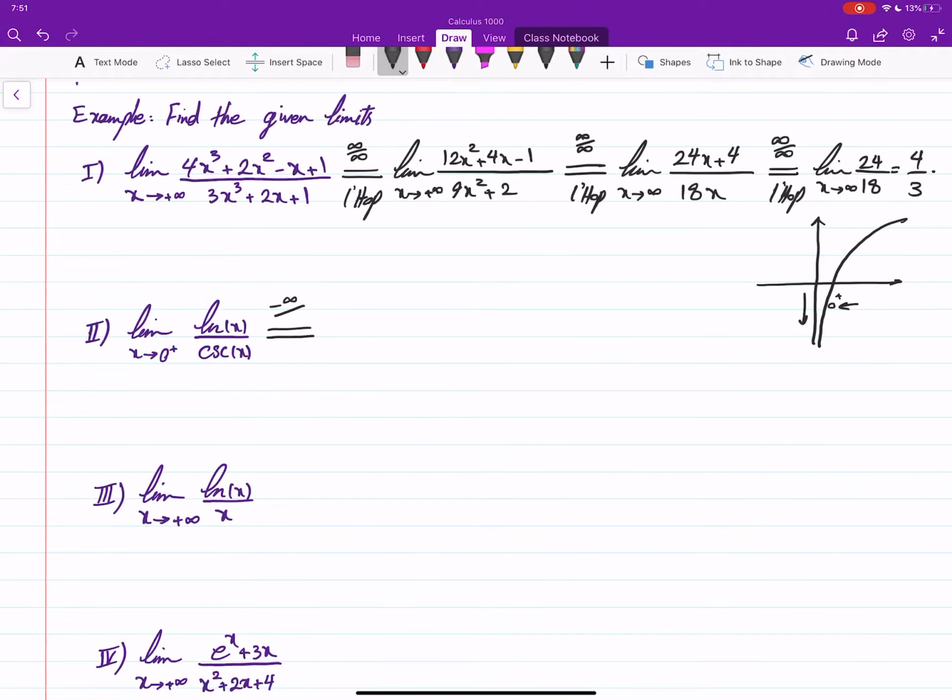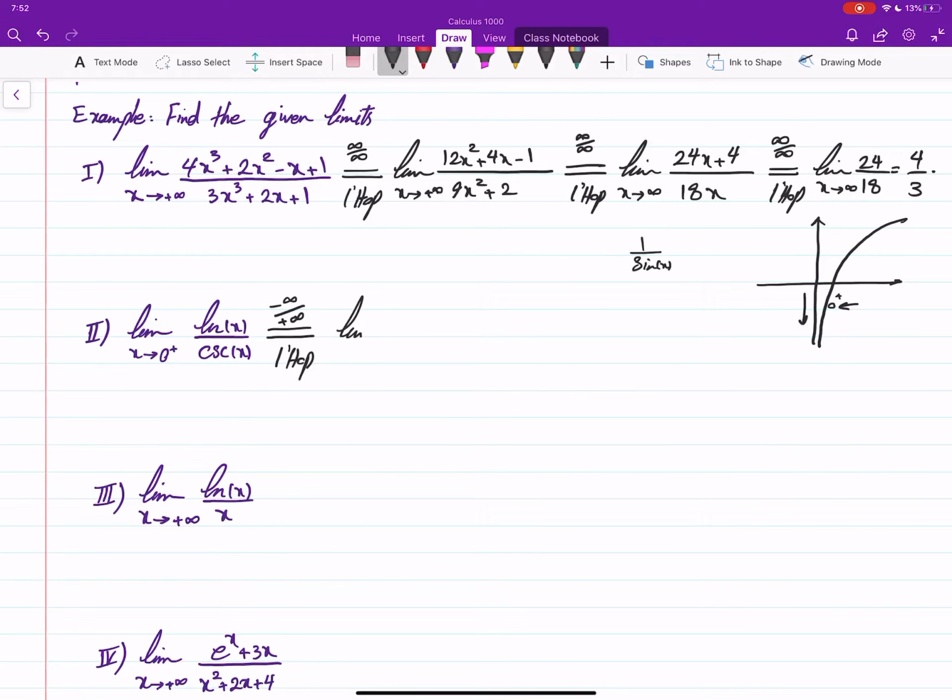In the denominator, however, we have what? Cosecant is 1 over sine x. 1 over sine x as x goes to 0 is 1 over 0, so it will give us a plus infinity actually. So we have indeterminate form of type infinity over infinity, and these are nice functions. We can use L'Hopital's rule.